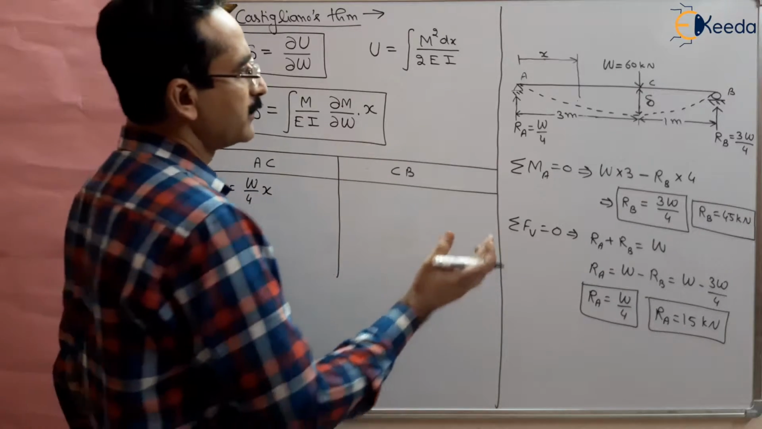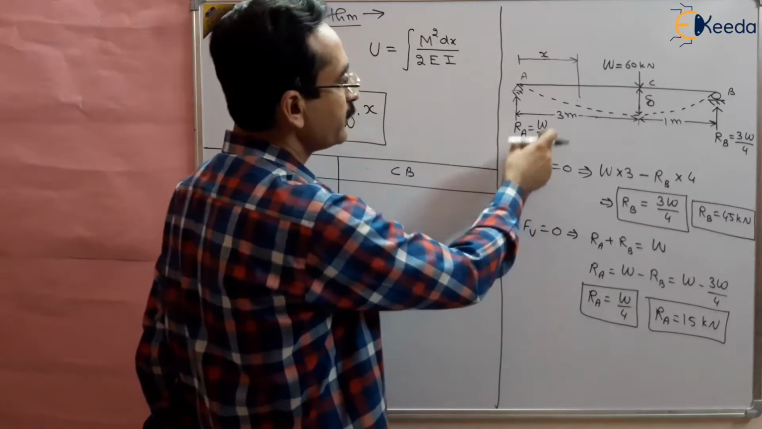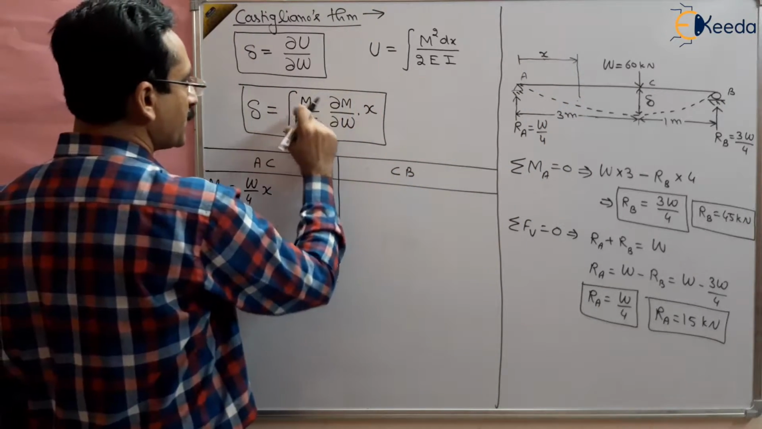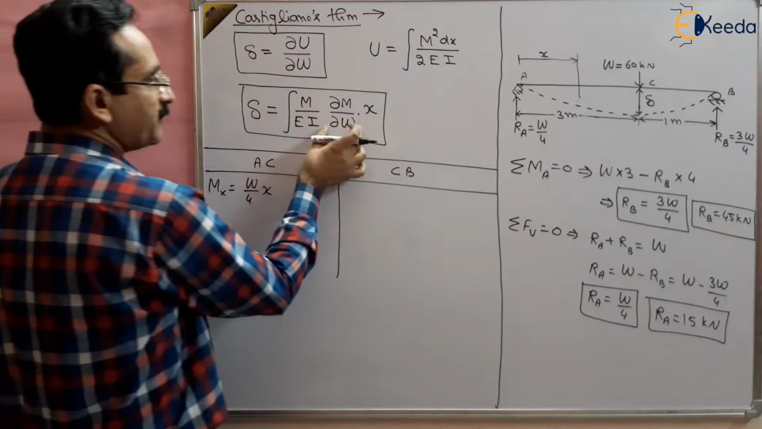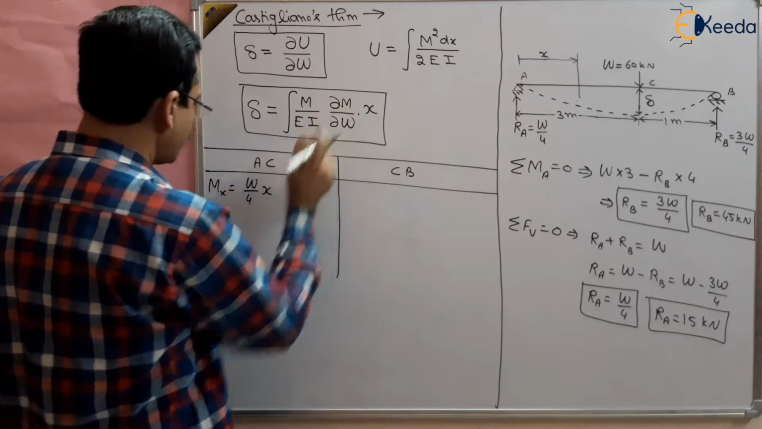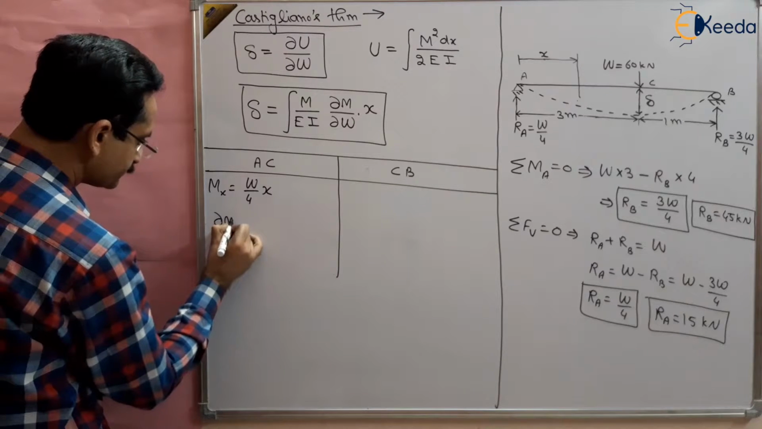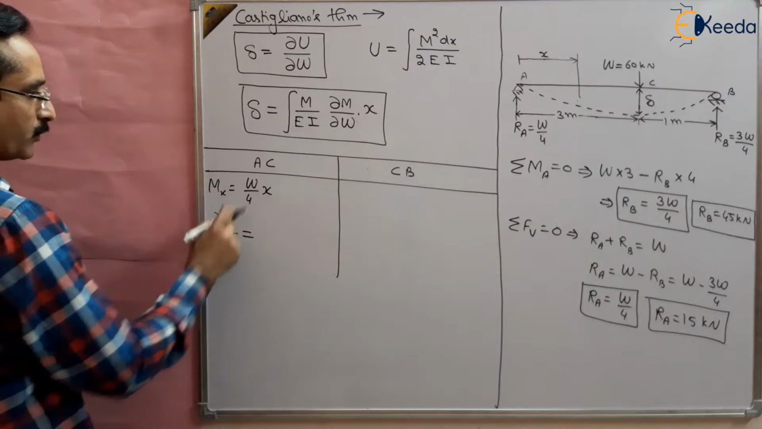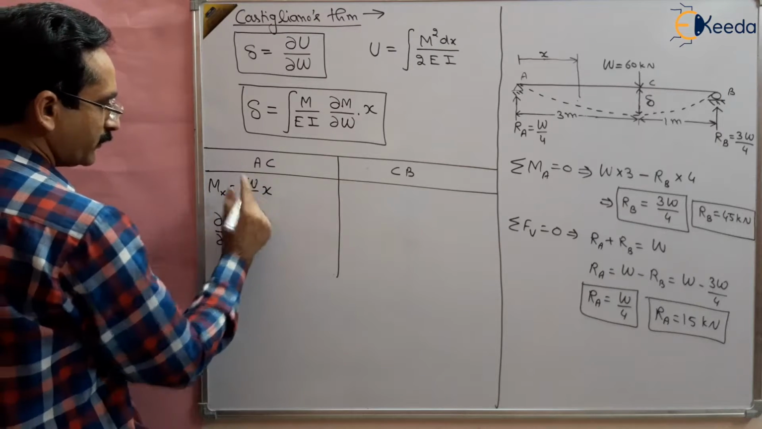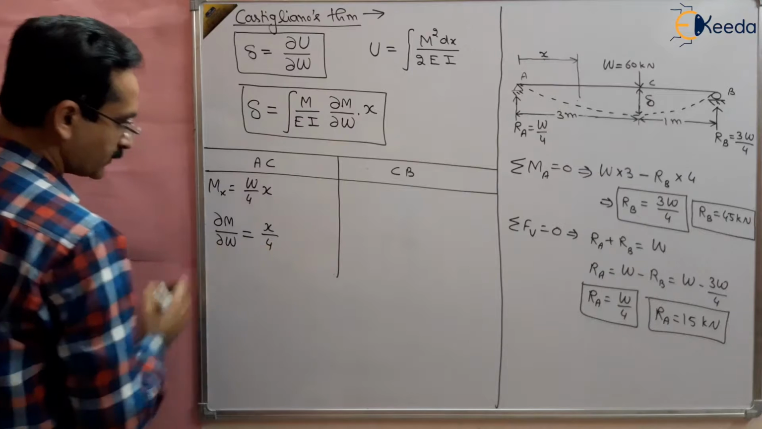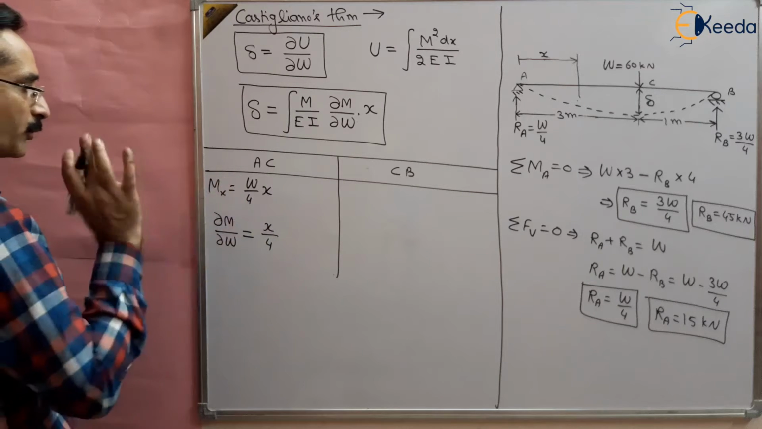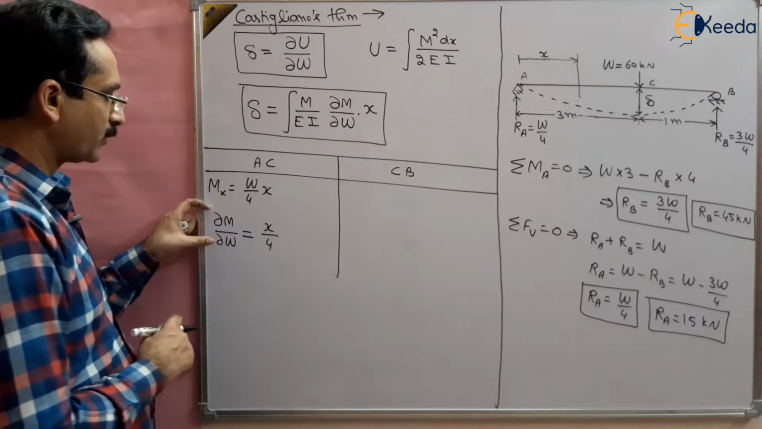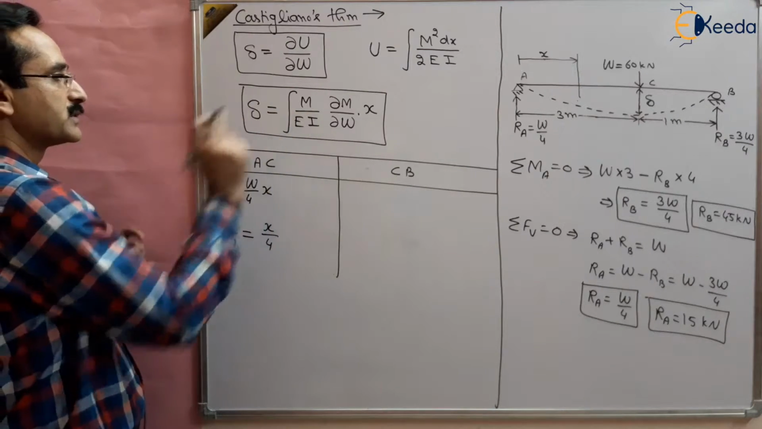No other force is there. So this is only one force, the reaction. So W by 4 multiplied by X. This is the bending moment which will be used here, right? And differentiation of bending moment with respect to W is required. So what is del M by del W? That will come out by differentiating with respect to W, and you will get X by 4. So these two quantities we have obtained, the bending moment and the partial derivative of bending moment with respect to W, which will be used here in this equation.